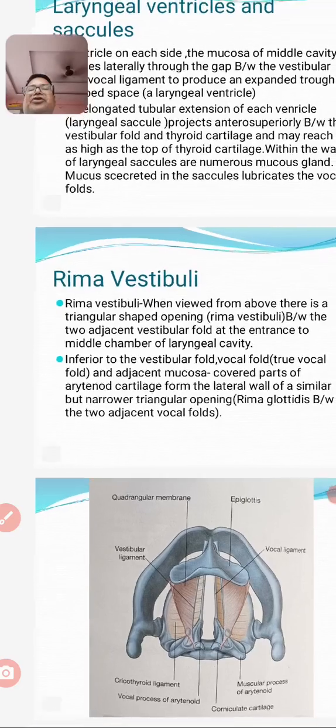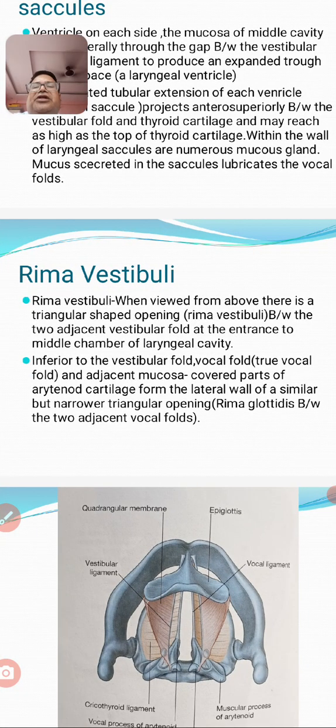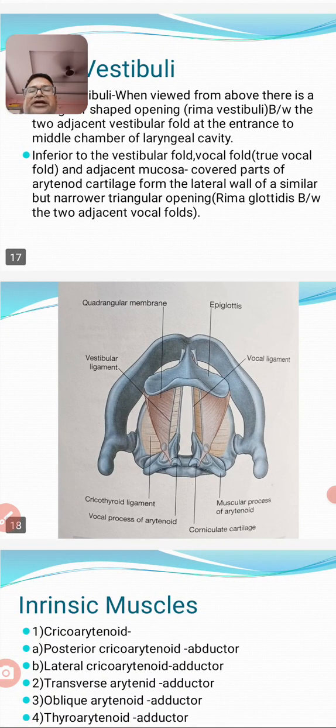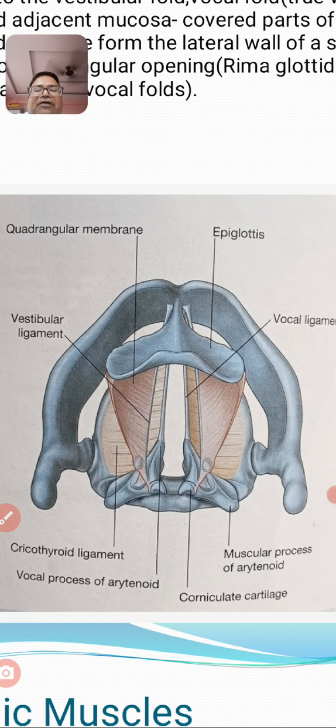Now the Rima vestibuli. There are openings in the larynx, called the Rima vestibuli and Rima glottidis. What is Rima vestibuli? When viewed from above, it is the triangular opening between the two adjacent vestibular folds at the entrance of the middle chamber of the laryngeal cavity. That is called the Rima vestibuli.